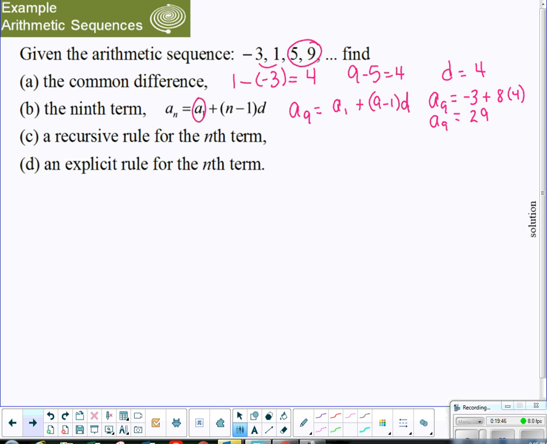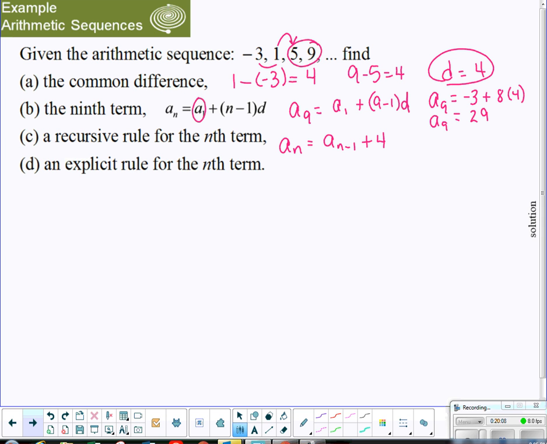Then they ask us to write a recursive rule. That's the one where I want to say a sub n is equal to a sub n minus 1, using the previous term. So I subtract 1 from my n. In this case, we have a common difference of 4, so I just need to hop to the next term, and that means just add 4.